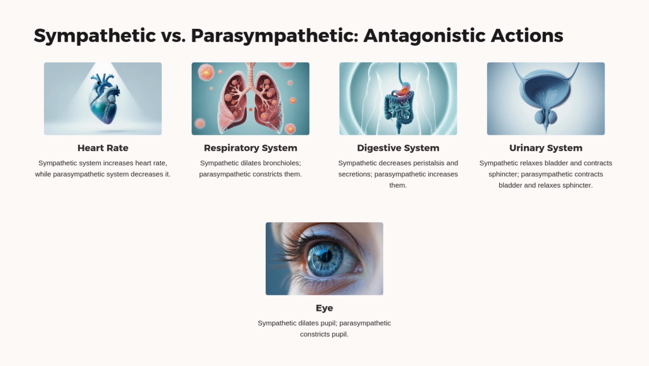Urinary system. Sympathetic relaxes bladder and contracts sphincter. Parasympathetic contracts bladder and relaxes sphincter. Eye. Sympathetic dilates pupil. Parasympathetic constricts pupil.